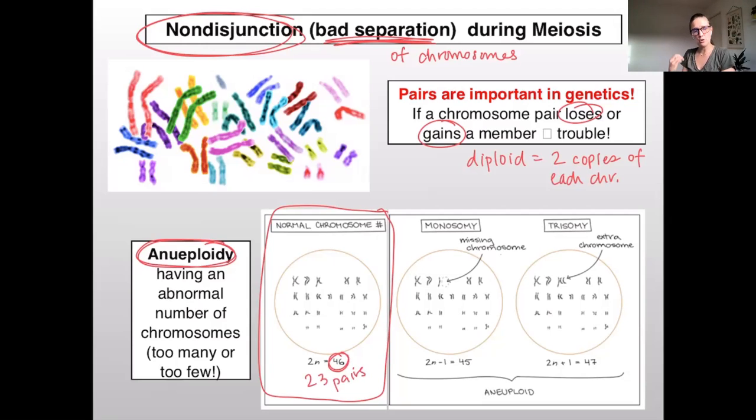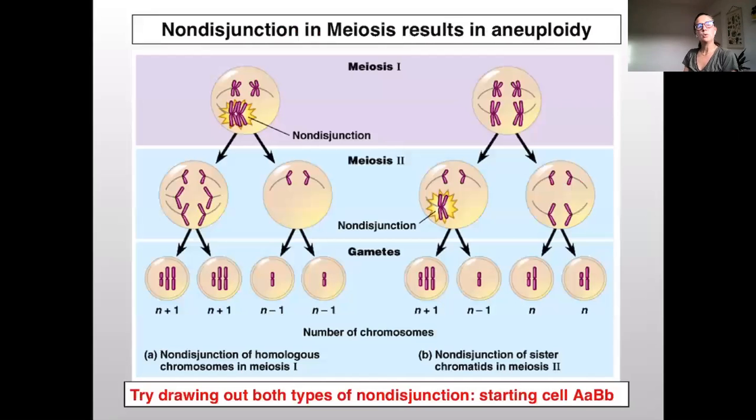However, if you have aneuploidy, you can have a situation where you end up with missing chromosomes or an extra chromosome, right? So monosomy is missing one. You have a single chromosome, no pair. Trisomy is where you have 3 of a chromosome. So nondisjunction, in other words bad separation of chromosomes, can happen in meiosis, and that can result in aneuploidy, or bad numbers of chromosomes, right?